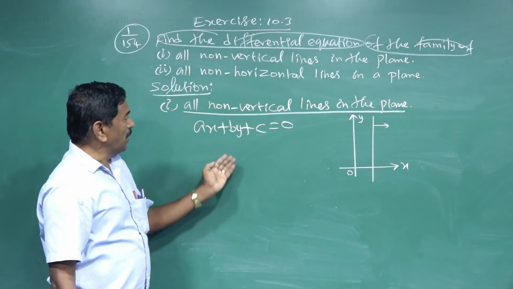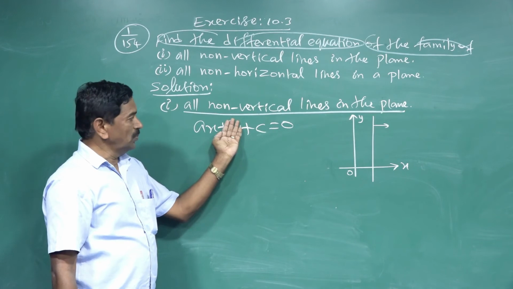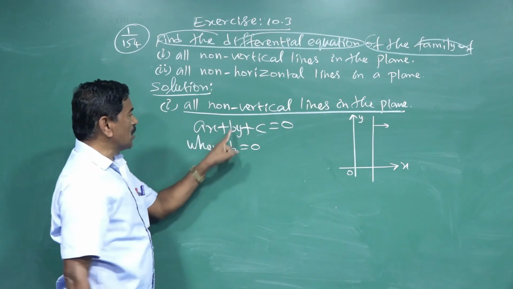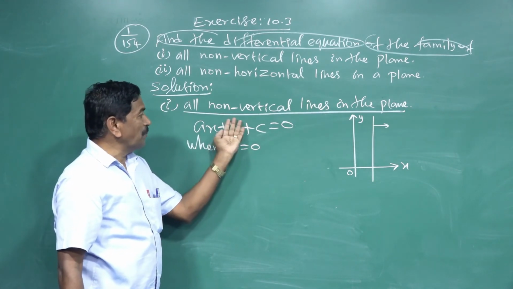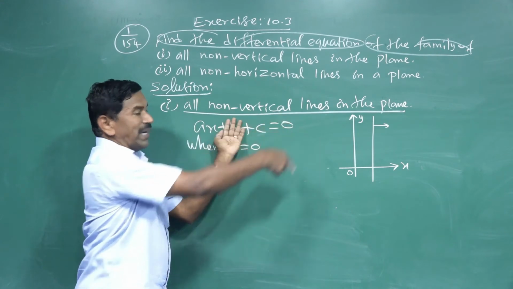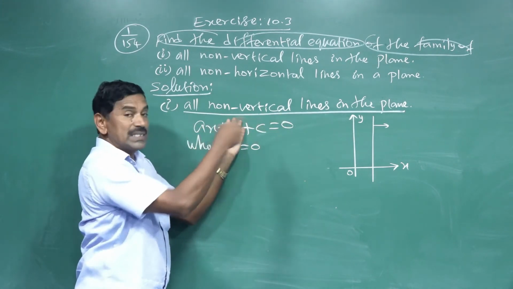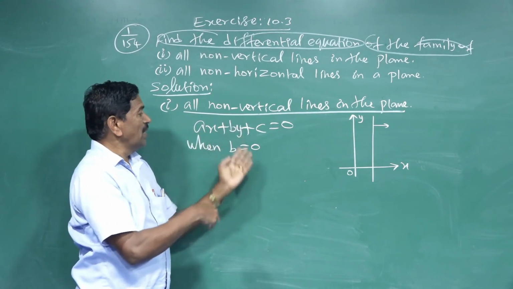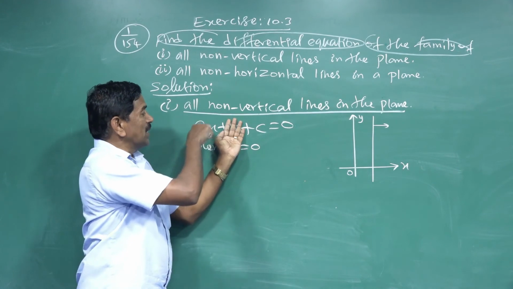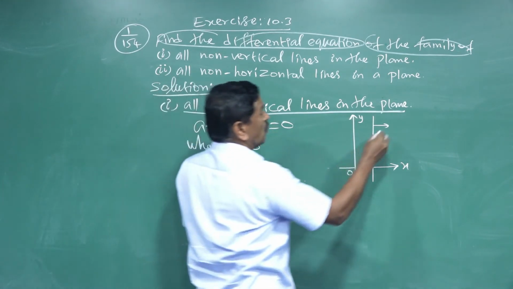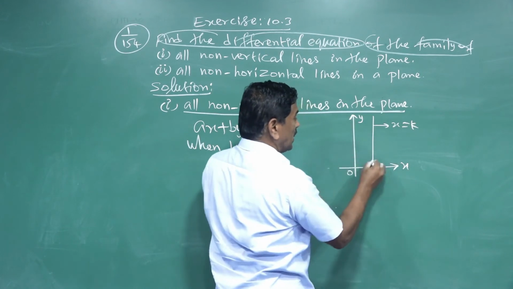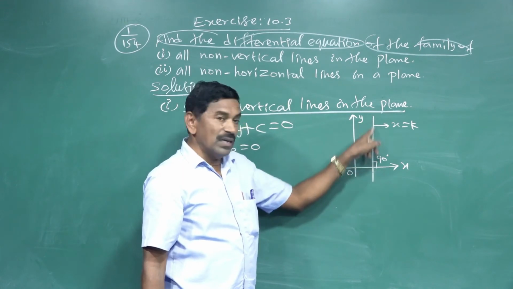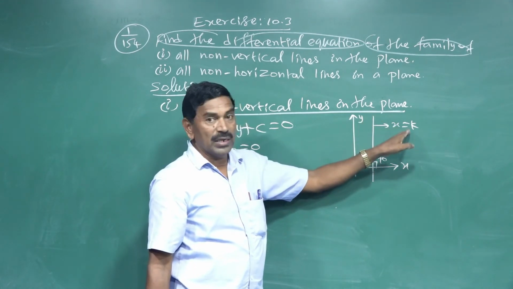Now, listen carefully. When b is equal to 0, suppose we put b equal to 0, what happens? When b is equal to 0, ax is equal to minus c, that is x is equal to minus c by a. Let minus c by a equal to some constant k. That means when b equal to 0, we get x is equal to k. X equal to k is a vertical line, the standard form of a vertical line.